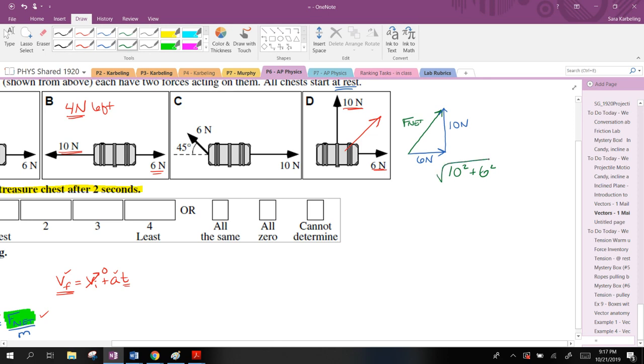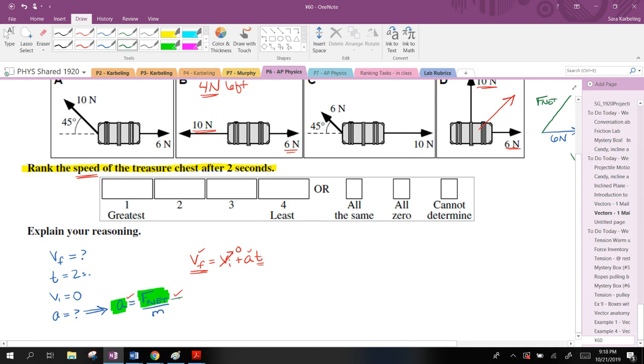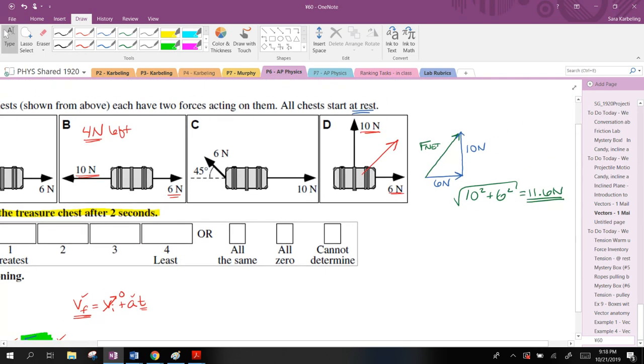And I'm going to take the square root of that. Again, I'm just doing the Pythagorean theorem here. Okay. So the square root of 10 squared plus 6 squared gives me 11.6 newtons. The actual direction at this point doesn't really matter because I don't really care about direction. All I want to know is magnitude because I just want to find the one with the biggest net force. All right, so I'm going to go ahead and list for D that it's 11.6 newtons.